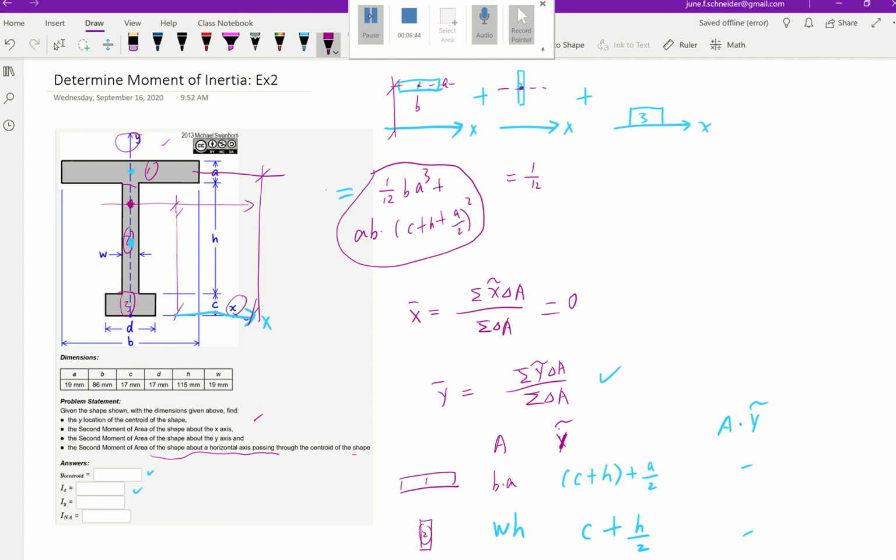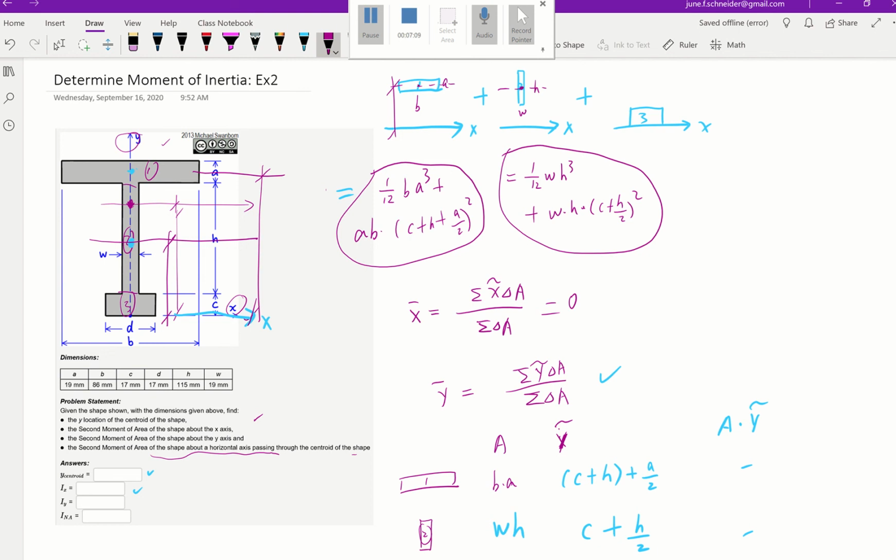Then what's the base? It's W. The height is H. So WH cubed, then plus the area WH. And now we're going to figure out the distance. The distance is going to be from this centroid to this bottom, which will be C plus half H, squared. So that's going to be I for that.